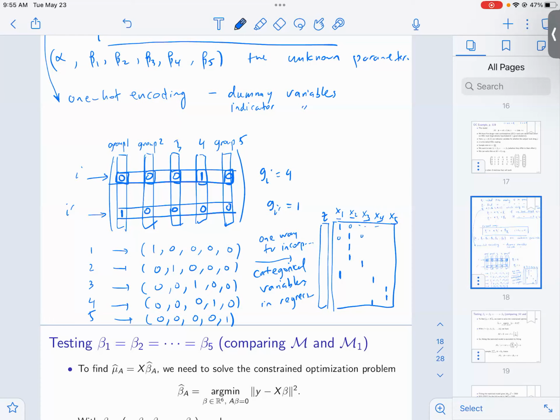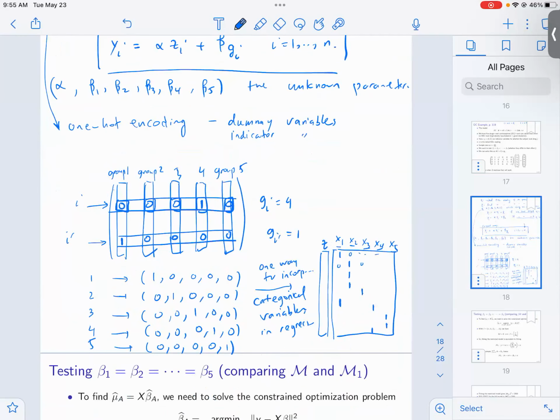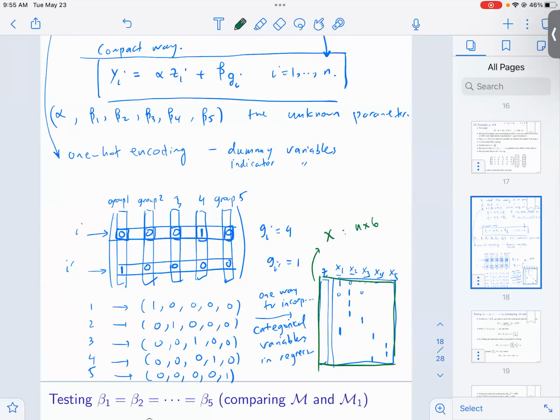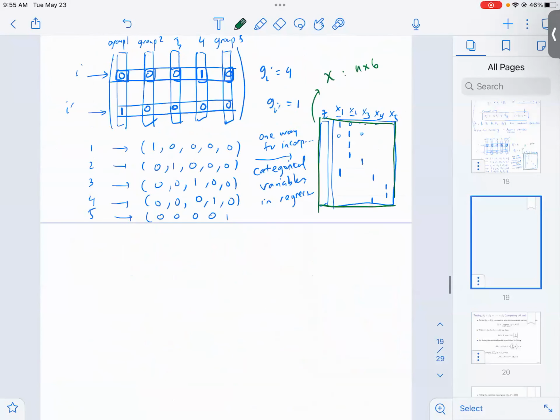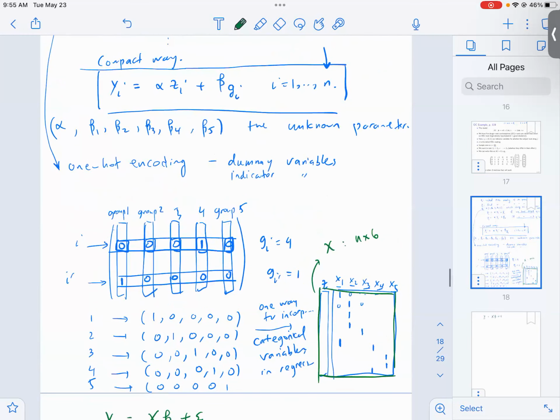Okay. So now I want to write this model as a regression with this design matrix. This whole thing, we're going to call it X, will be n by 6. It's going to be our design matrix. I want to write that model as y equals X beta plus epsilon, because there's noise here as well. Okay, how can I write that?